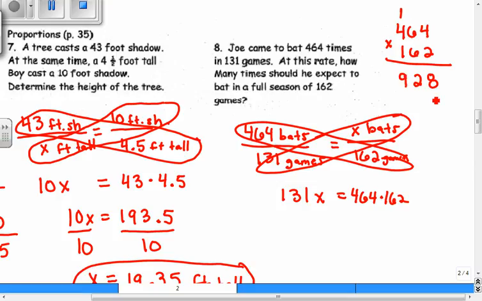Plus 1 is 9. 6 times 4, 24. 6 times 6 is 36. Plus 2 is 38. 6 times 4 is 24. Plus 3 is 27. Okay, and then ones are easy. We have 4, 6, 4. Okay, let's squeeze this in.